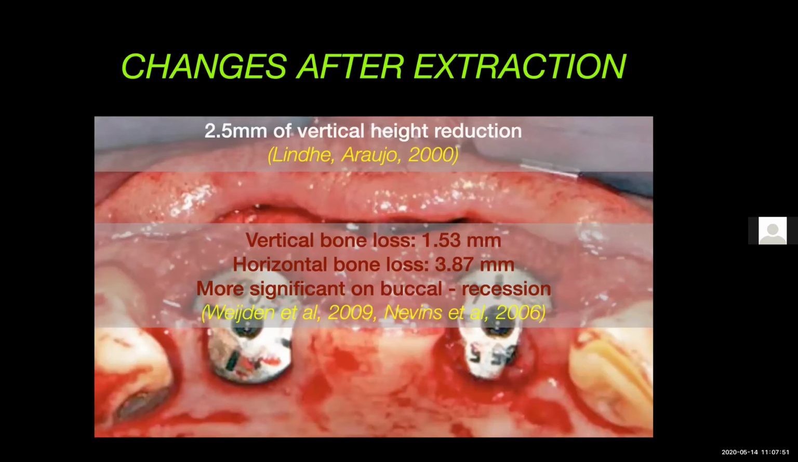So first, what happens to the natural healed extraction site without the benefit of implants? A study from Lindhe and Araujo found that after the extraction and removal of the periodontal ligament, we lose the bundle bone, and this leads to 2.5 millimeters of reduction of vertical crestal bone. Later studies with human subjects found a drastic 4 millimeters of horizontal reduction, and it happened on both buccal and lingual sides, but the studies show that it's more severe on the buccal.